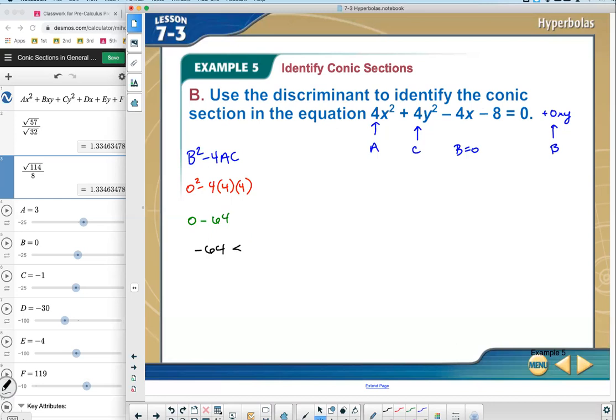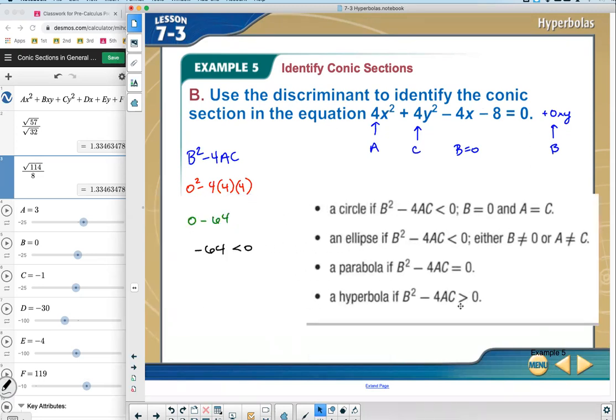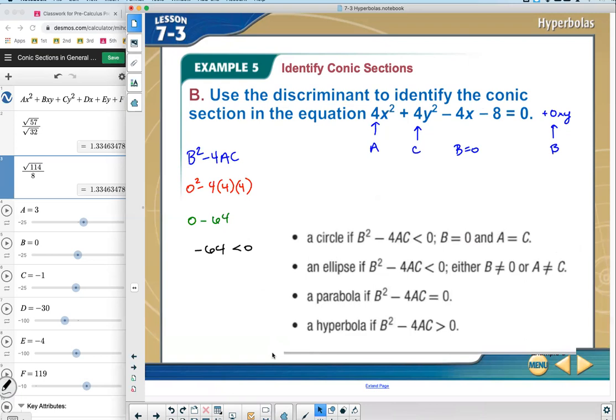That's obviously less than 0, which means it's either an ellipse or a circle, and it all depends now on these two items. We have b equals 0, and a and c equal one another. So that means this is a circle. Again, if you graph this, you would find out that the image is a circle.